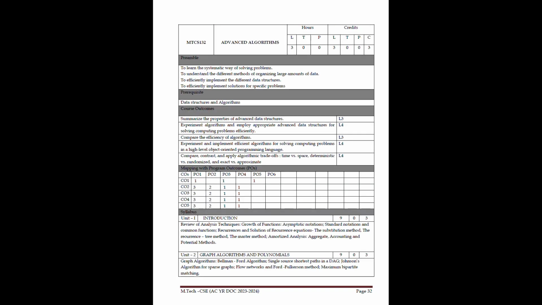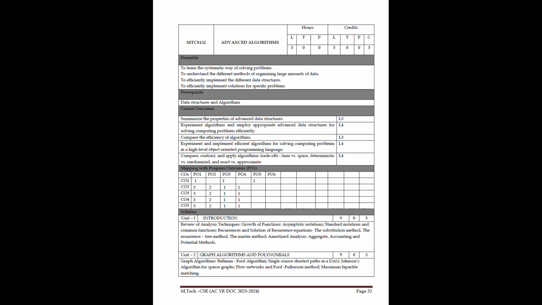Now, the second core subject is advanced algorithms. It's a very important subject in terms of improving your skill set as well as for your placement, so it's important to know this subject. It consists of different units. The first unit deals with introduction, review of analysis techniques, growth of functions, asymptotic notations, standard notations, and common functions, recurrences and solution of recurrence equations, the substitution method, the recurrence tree method, the master method, and amortized analysis, which deals with aggregate, accounting, and potential methods.